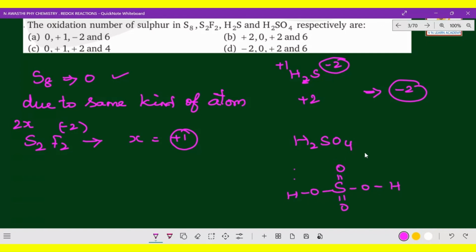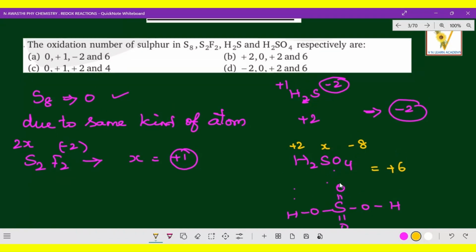Now oxygen, there are 4, and sulfur 1 atom, hydrogen 2 atoms. Now what is the oxidation state of sulfur? It is very simple. Now this is X and this is +2. So this is hydrogen, it is +1. So 2 of them, so +2. Now it is -8. Now what is the oxidation state? Definitely it is +6.